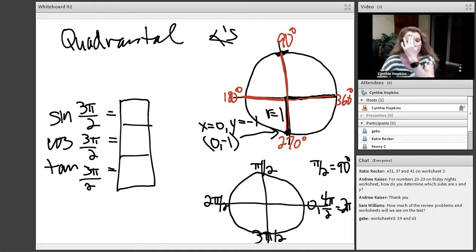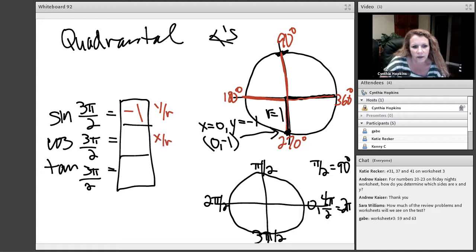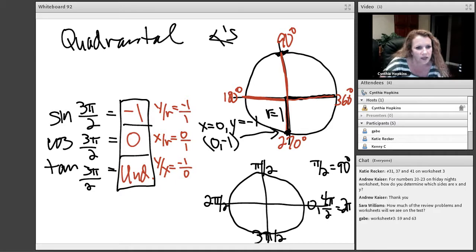And then you just need to know the definitions of your trig functions. So I know that sine is y over r. My y is negative 1 over positive 1, and so I get negative 1 for my sine ratio. Cosine is x over r. X over r is going to be 0 over 1, and that equals 0. And then tangent is y over x. My y is negative 1. My x is 0. And when you divide by 0, that is undefined. Okay, so those are the 3 answers for sine, cosine, tangent. I don't have enough room to write them across like I normally do.